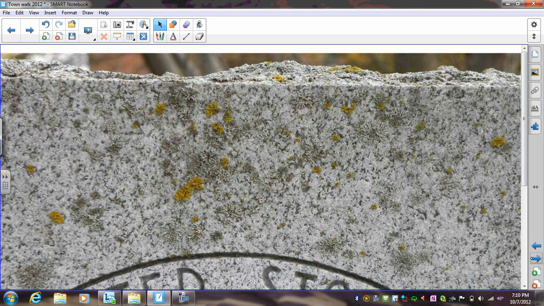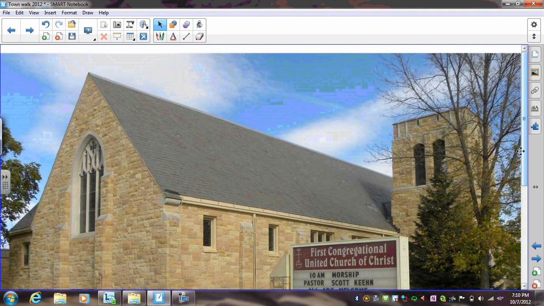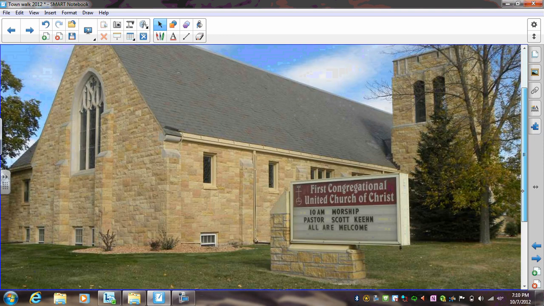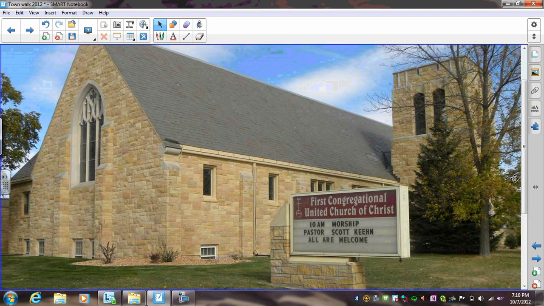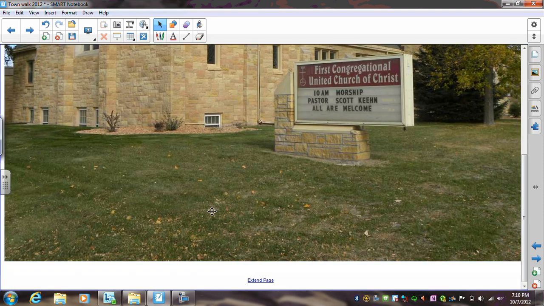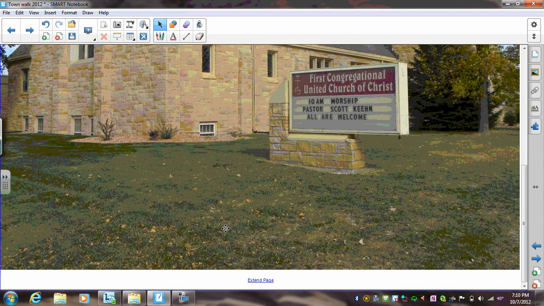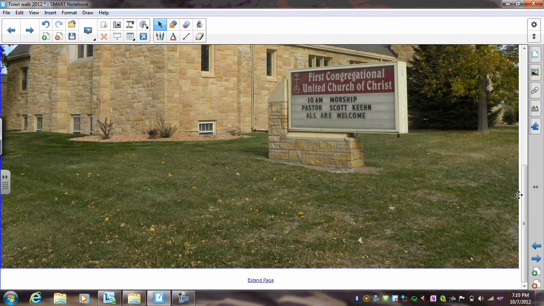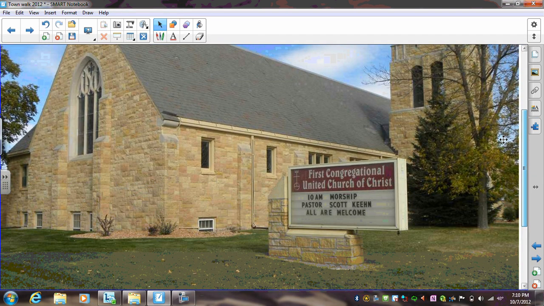Okay, moving on. The next stop that we made was the First Congregational United Church of Christ. This is on the corner of Elm and 7th. What we're going to do is walk up and take a look at the rock. Sorry about that. I'm going to come up and take a look at the rock right here.